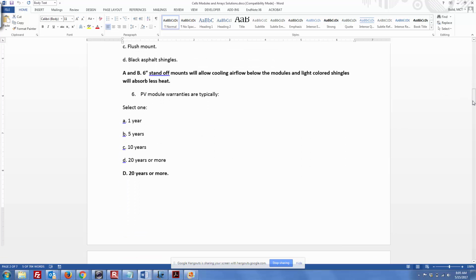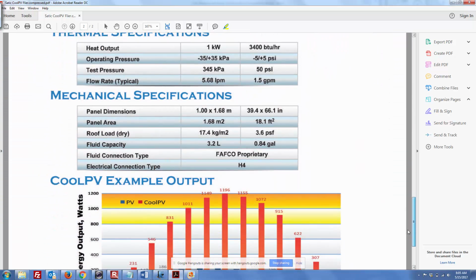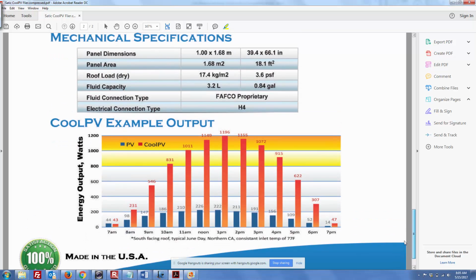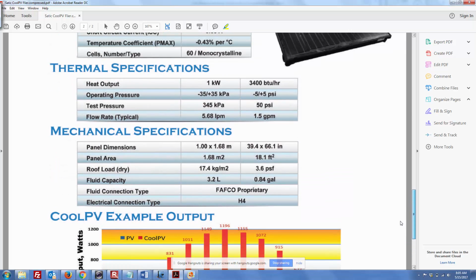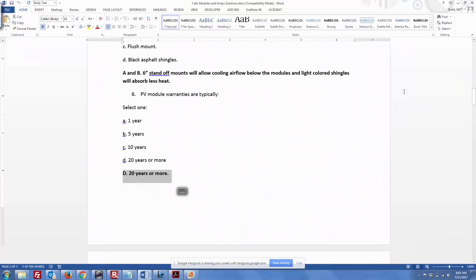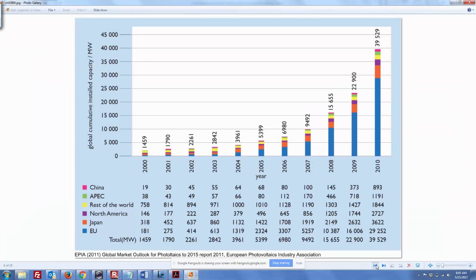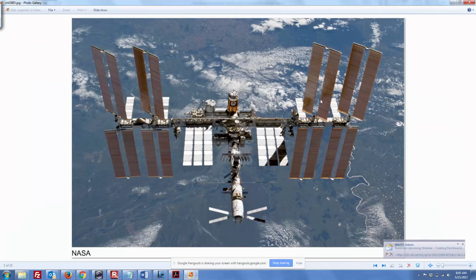Okay, number 6. PV module warranties, 20 years or more. They can last a long time. I think it says this here maybe on our sheet. Well, it doesn't say that, but these guys should put the warranty on their literature. 20-year warranty. They will last a long time. Especially if you want to send your PV into space, right? It's very difficult to go up and fix these panels, right? So these solar panels on the International Space Station, you want them to last a long time. 20 years or more.